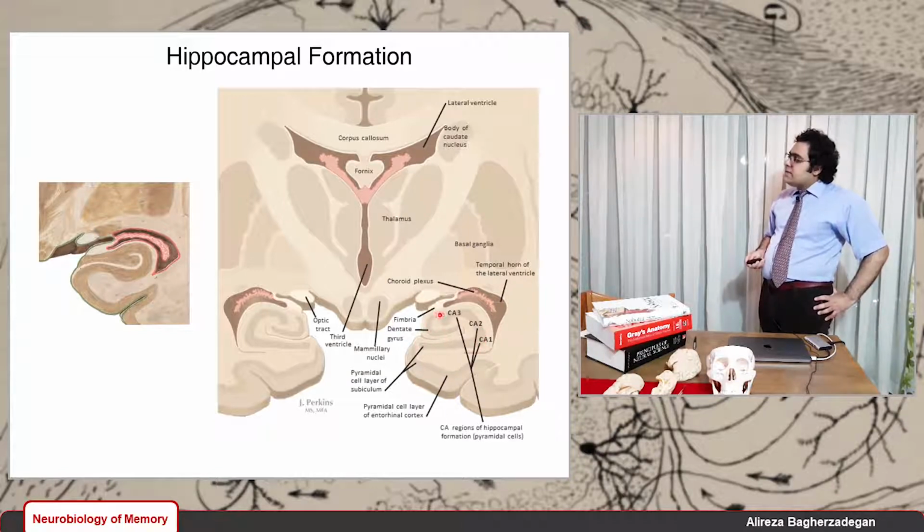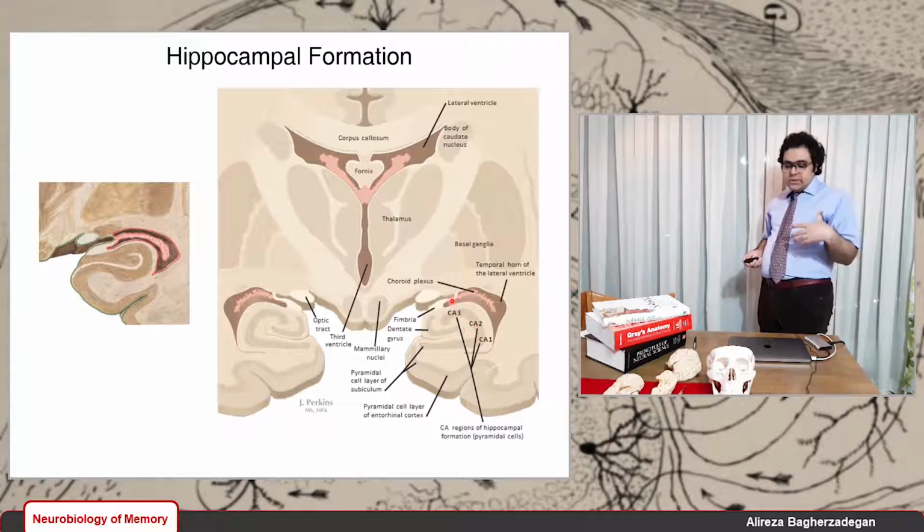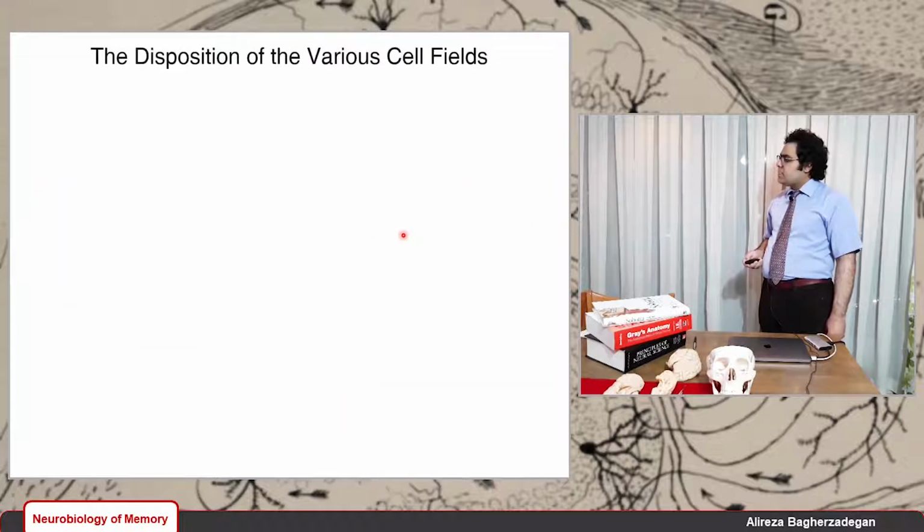We have these structures called CA regions. These are zones of dense pyramidal cells in the hippocampus. I'm going to talk a lot about them later, actually. And this is the dentate gyrus, another associated structure with the hippocampus. This is the dentate gyrus. Yeah, that's it. That's enough for this slide.